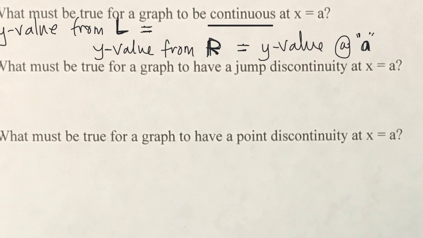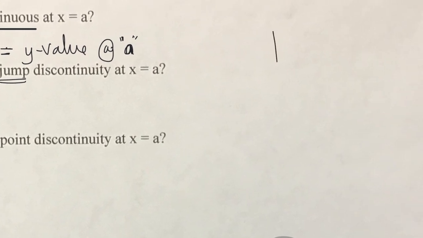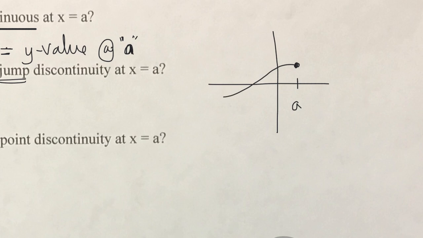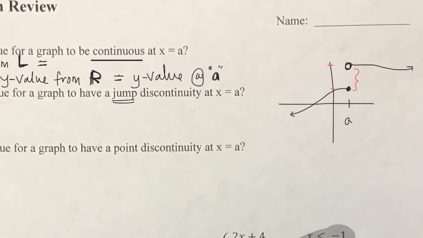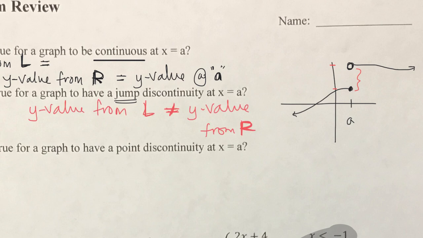Let's go back up here. What if we have a jump discontinuity? Graphically speaking, a jump discontinuity is where one y value is here from the graph on the left, and the other y value is somewhere else from the right. There's this jump in between your two y values at your x value of A. So we have two different y values. And that's what we're going to say if we have a jump discontinuity, that the y value from the left does not equal the y value from the right.